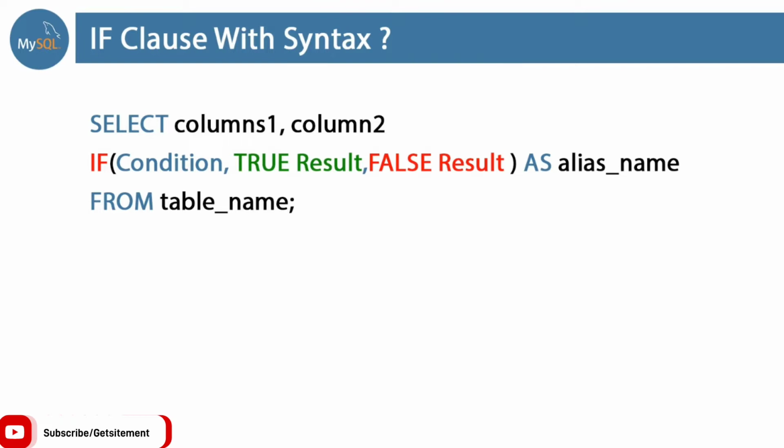And then you need to assign a name for this column. So you need to type AS, which means alias name, and you can type your own alias name for that. In our case, result, which is a temporary name. And then you need to provide the table name with FROM. And you can use the WHERE clause with that. So let's see the practical and try to understand how we can use the IF condition.